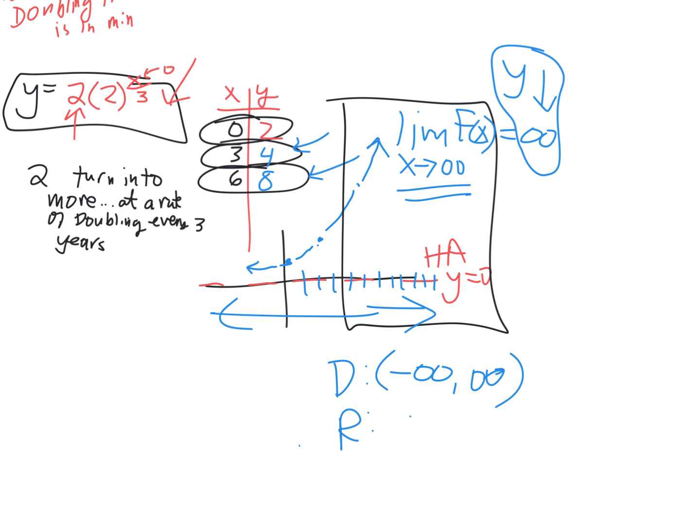Range, the lowest it goes is 0. Does it ever touch 0? No. It will never touch 0. And then does it get to infinity? Well, no, so I put infinity with a parenthesis. There you go, there's no minor range. Okay, so you're getting the idea. I think you've mostly got what you need to know for today.